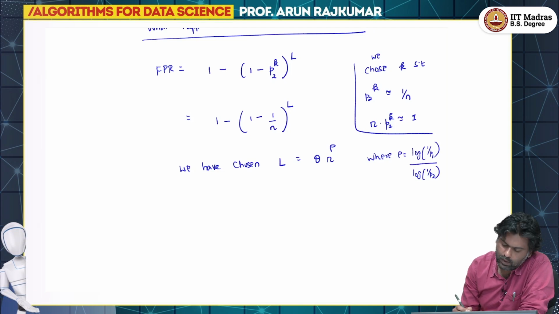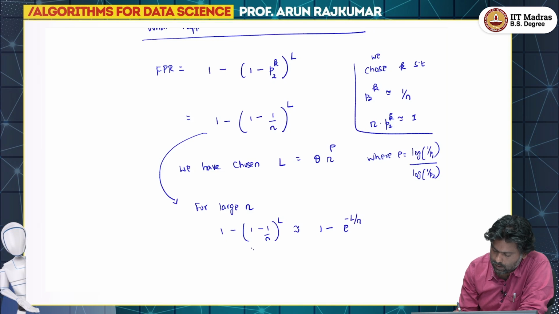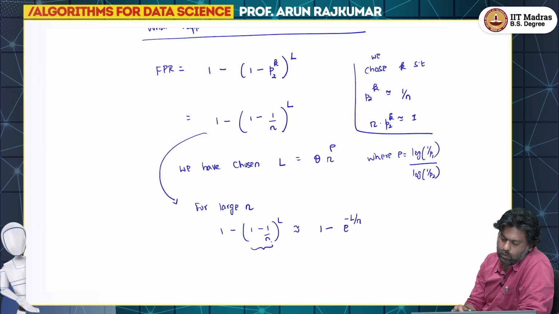Okay, so now if I do this, then what will happen? First of all, before even applying that, for large n, this guy, 1 minus 1 by n power L, is going to look like e to the minus L by n, right. So this basically looks like e to the minus 1 by e. So the whole thing looks like e to the minus L by n.